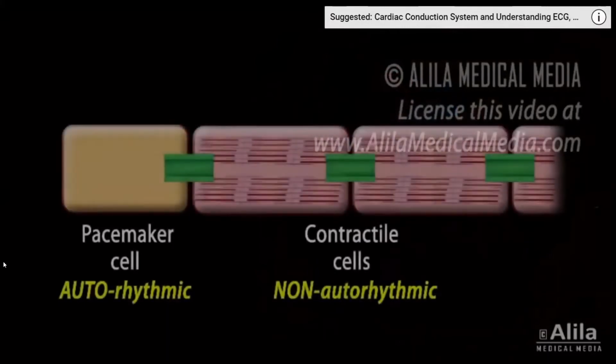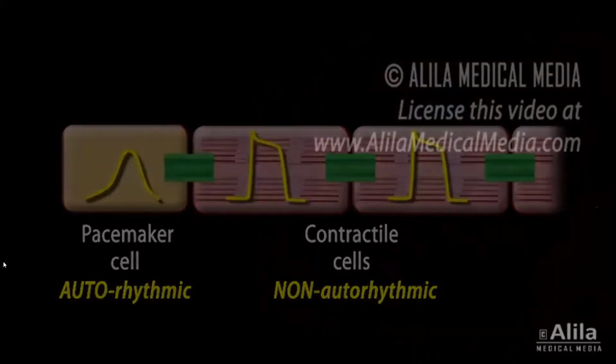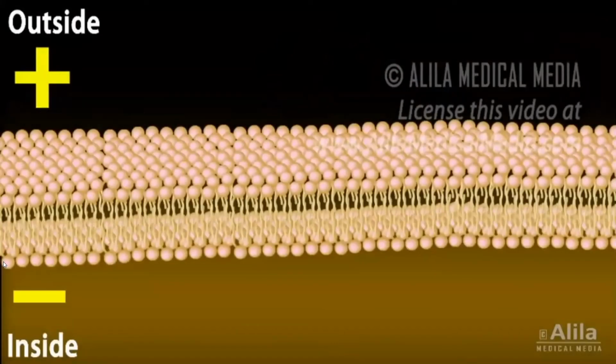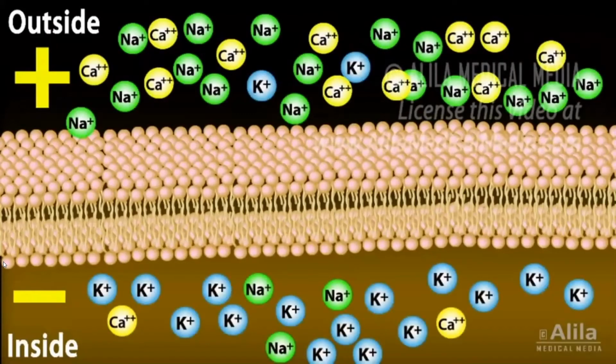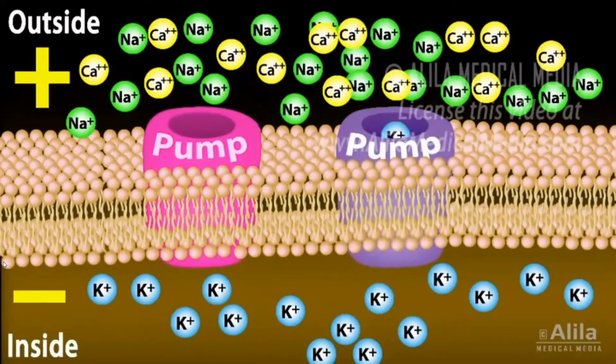Pacemaker cells and contractile myocytes exhibit different forms of action potentials. Cells are polarized, meaning there is voltage across the cell membrane. In a resting cell, the membrane voltage, known as the resting membrane potential, is usually negative. This means the cell is more negative on the inside. At this resting state, there are concentration gradients of several ions across the cell membrane: more sodium and calcium outside the cell, and more potassium inside the cell. These gradients are maintained by several pumps that bring sodium and calcium out and potassium in.